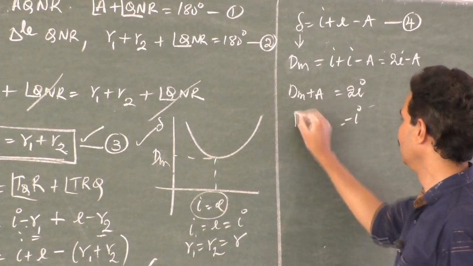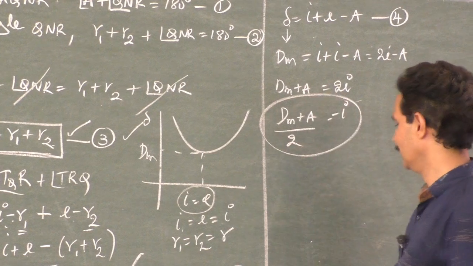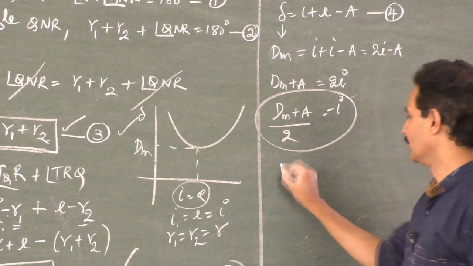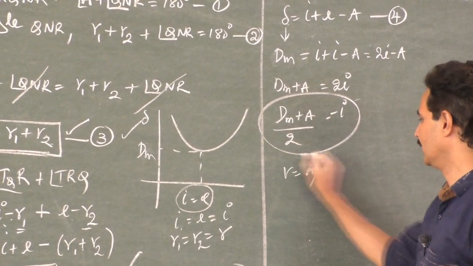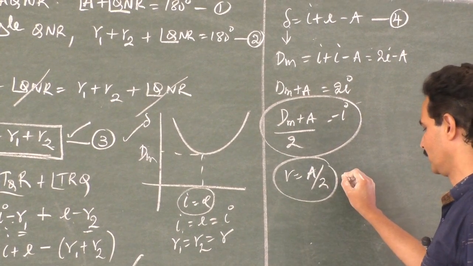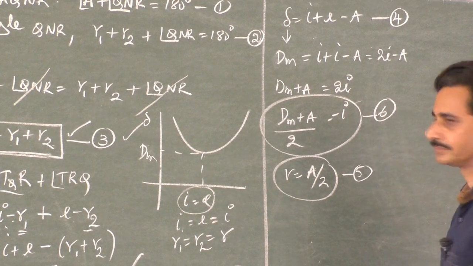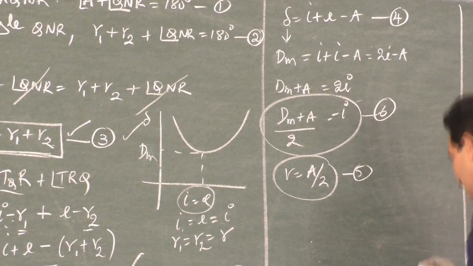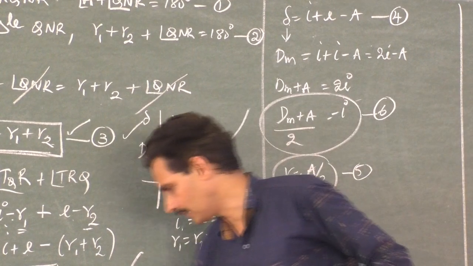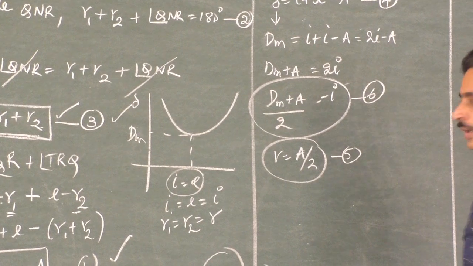What is I equal to? I is dm plus A by 2. So we have got I, we have got R. R is equal to A by 2. This we have seen, and this is only at the minimum deviation position. So this was 5, already written, this is 6. This is the minimum deviation position angle, right? We are coming to the end of the derivation, just one application, that's all.